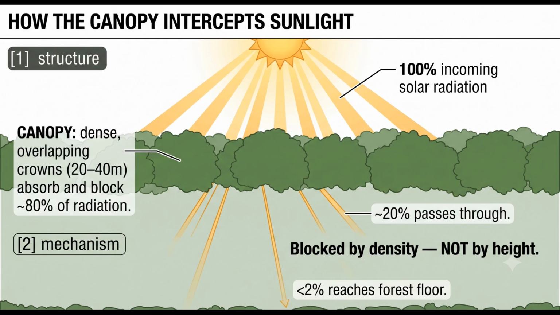Effect: because that surface is so dense and covers such a wide area, it absorbs and blocks approximately 80% of incoming solar radiation before it can penetrate any further. What little sunlight makes it through must slip through the small gaps between leaves. The understory and forest floor receive the remainder, which is almost nothing.